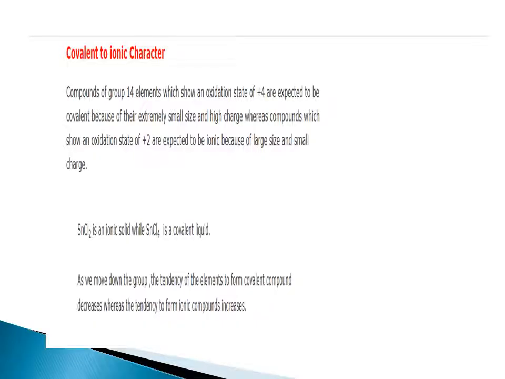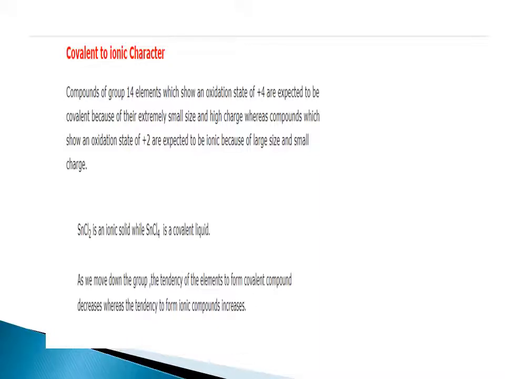Covalent to ionic character. Compounds of group 14 elements which show an oxidation state of +4 are expected to be covalent because of their extremely small size and high charge, whereas compounds which show an oxidation state of +2 are expected to be ionic because of large size and small charge.